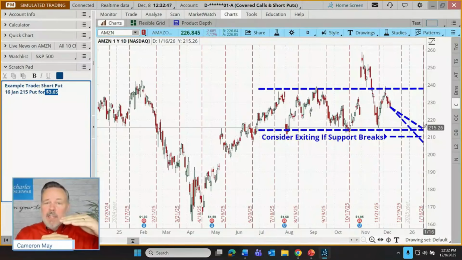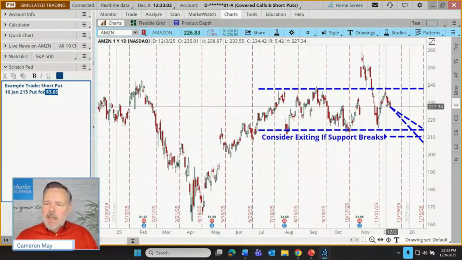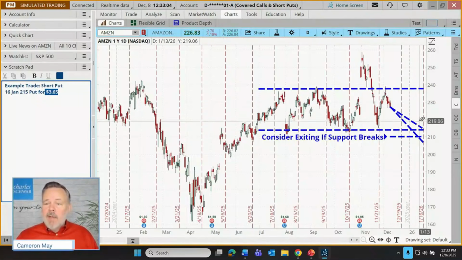Unless they're just a really generous individual by nature, there's little motivation for them to assign the right to sell shares to us for 215 if they can sell those shares anywhere else in the market for a higher price. So yeah, if we're above 215, the most likely outcome is the contract just expires worthless, unassigned.